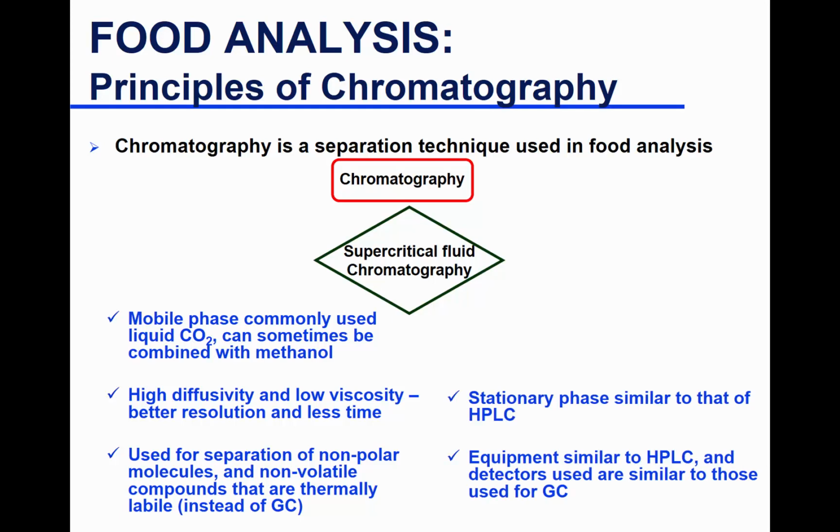The stationary phase that is used is similar to the stationary phase used for HPLC, and we'll talk about that. Similar to the equipment used for high-performance liquid chromatography, and we'll talk about that when we cover that part. And detectors are similar to those used for GC. Again, you'll learn about GC detectors later. So just remember that stationary phase and equipment are similar to HPLC. Detectors are similar to GC. That's what you need to remember for supercritical fluid chromatography.